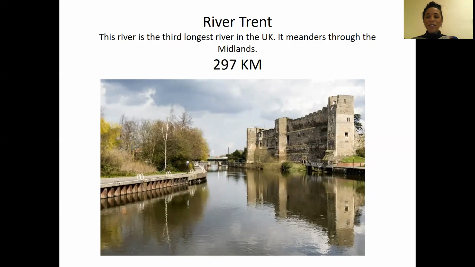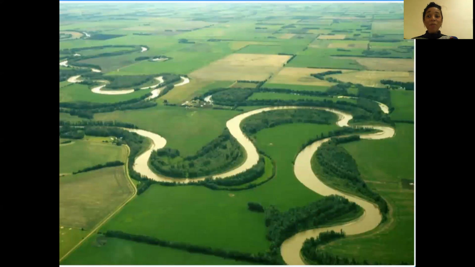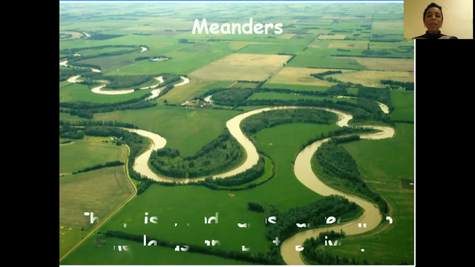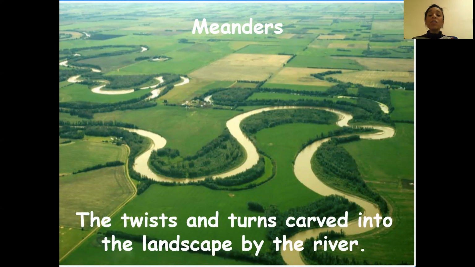And I'm going to share a slide with you now that shows that. And there we can see a river that's meandering. Now, meanders means it twists and turns and carves into the landscape. And this is all caused by the river. So if you want to add just a note that the River Trent meanders, that would be perfect. So just put meanders. And you can see from this wonderful photograph how the river is meandering. It's twisting and turning and carving into the landscape.